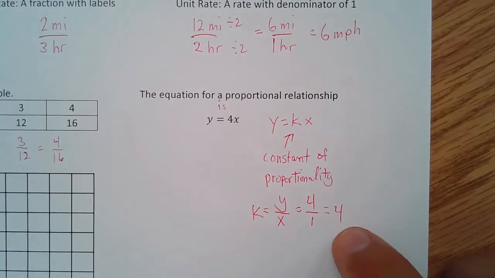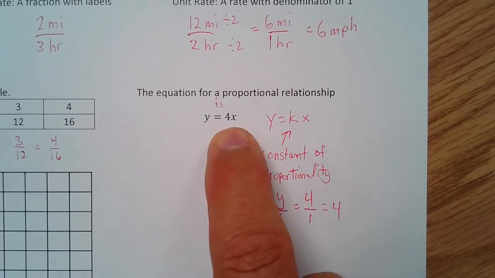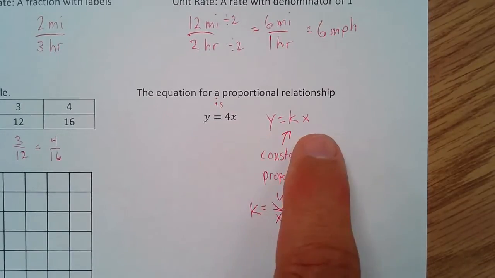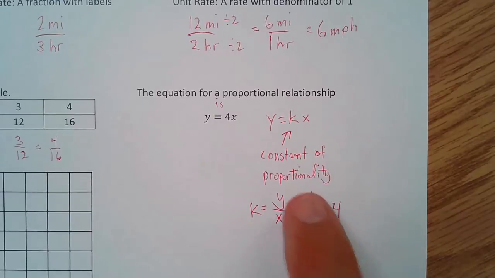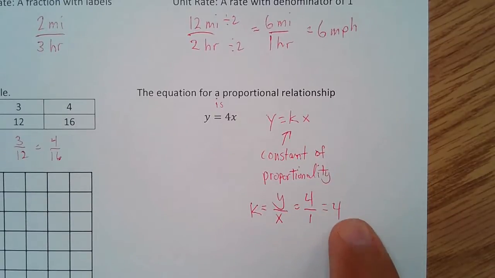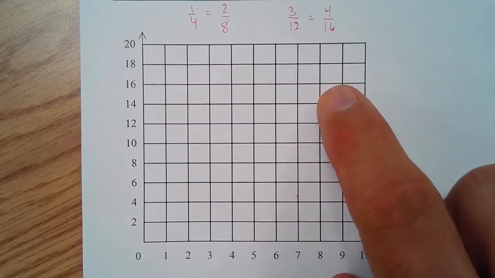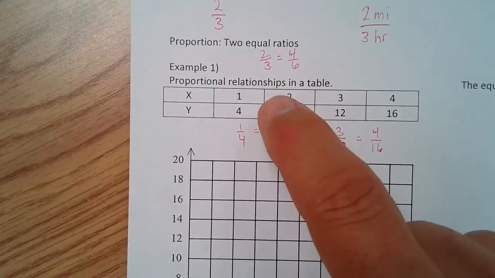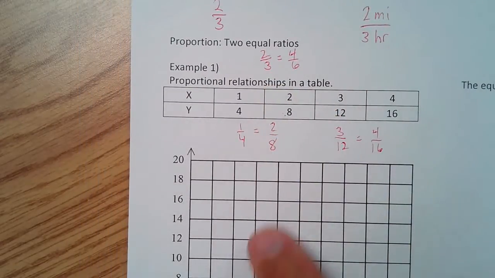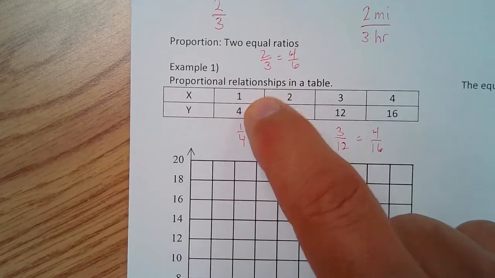And that's where I got the 4 from. See, so it's y equals kx, where k is y divided by x. In this case, it's 4. There you go. Now, to use this in making a graph, I just got to put the points in. Let's see. 1 for the x and 4 for the y.